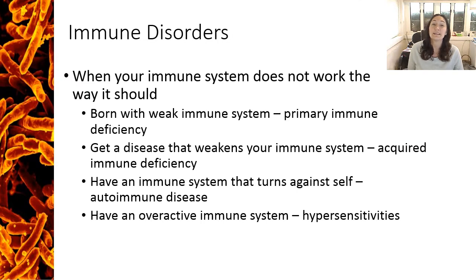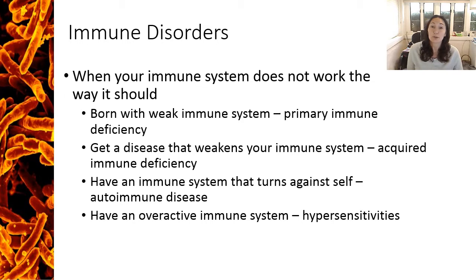So what exactly is an immune disorder? Immune disorders are just a classification of disease where your immune system is not working the way it's supposed to. And there are four main types of these immune disorders. One is if you're born with a weakened immune system. Those are called primary immunodeficiency diseases. Or you could get a disease that actually weakens your immune system sometime later in life. Those are acquired immune deficiency diseases.